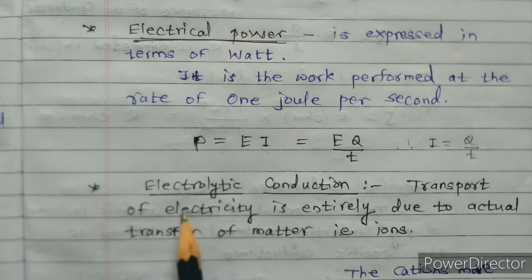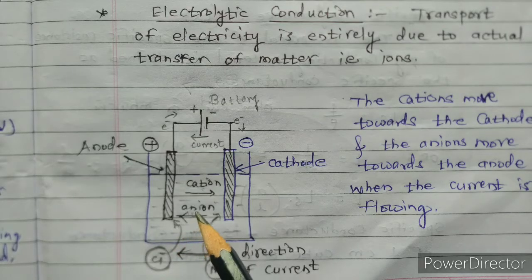The next term is electrolytic conduction. There are two types of conduction in a substance, electronic and electrolytic. In the case of aqueous solutions, we consider electrolytic conduction, where the transfer of electricity is entirely due to the actual transfer of matter or ions. But in electronic conduction, there is no transfer of ions or matter, only transfer of electrons takes place. This figure indicates electrolytic conduction.